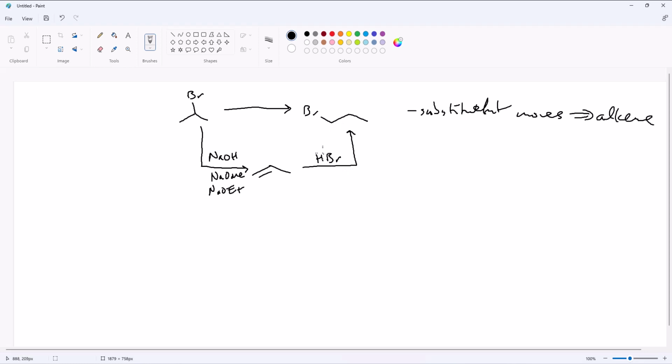However, if we examine this for a second, HBr addition to propene will do Markovnikov addition of Br to the alkene, which would be this position here. We're looking for the anti-Markovnikov addition of HBr to the alkene. So to force anti-Markovnikov addition of Br, we're going to do this in peroxides, ROOR. And that will force the anti-Markovnikov addition of Br across the alkene.